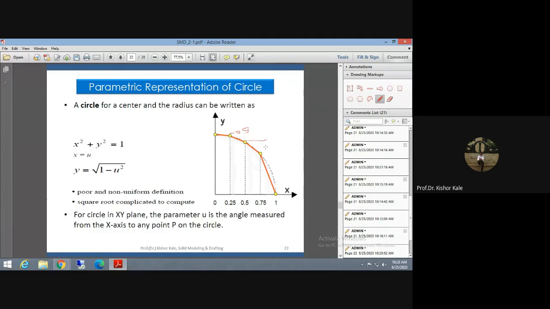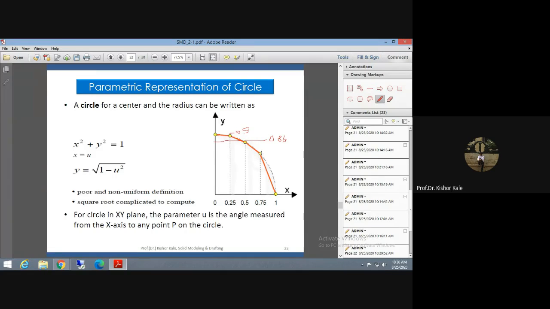Now what will be this point when x is 0.5? 1 minus 0.5 squared gives 0.86. So it seems to be correct, because 0.86 would be somewhere here on this scale, correct?